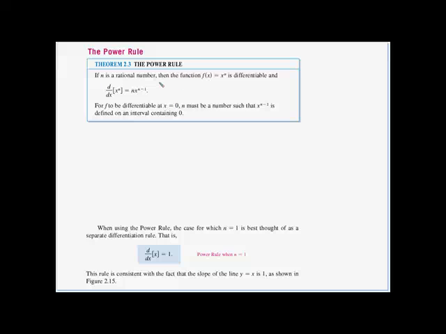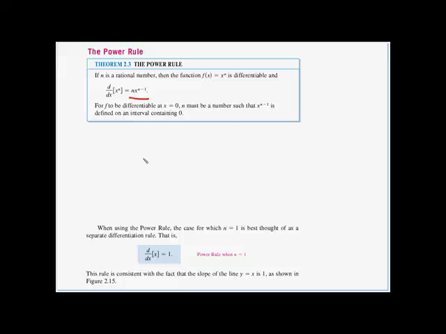If n is a rational number, then the function f of x equals x to the nth power is differentiable, and the derivative d dx, the derivative with respect to x, of x to some power becomes this, n times x to the new power of n minus 1. For f to be differentiable at x is 0, n must be a number such that n minus 1 is defined on that interval containing 0.